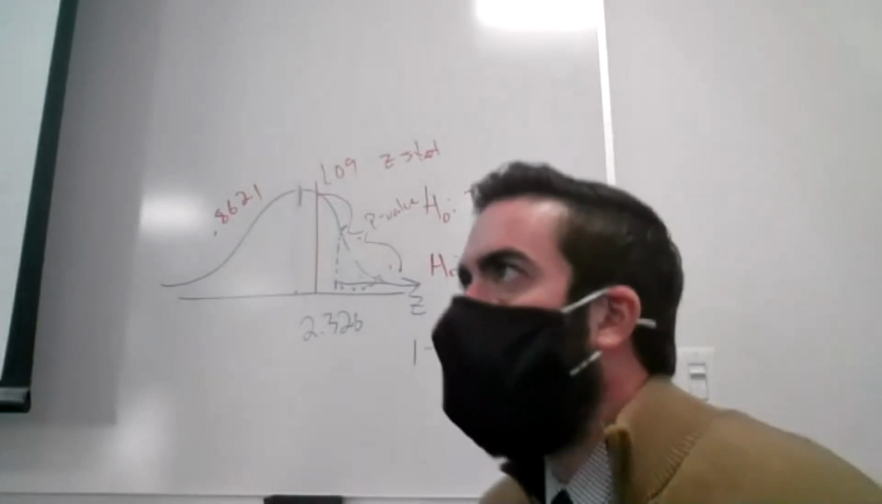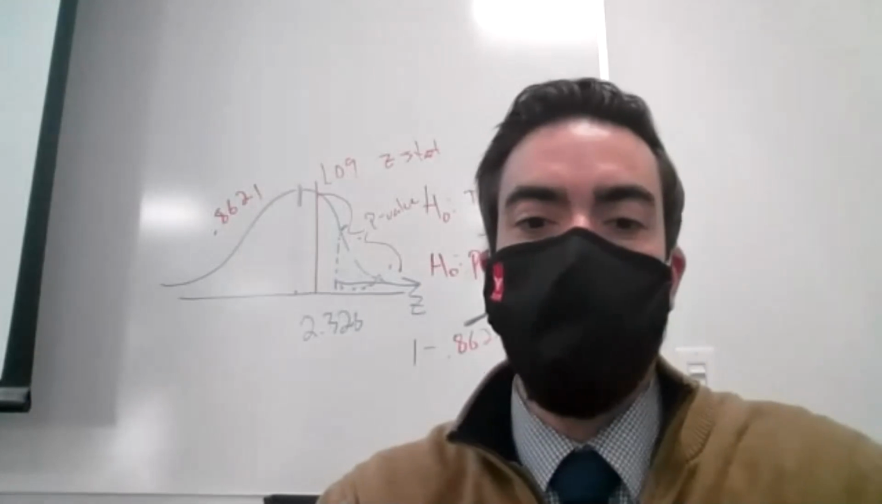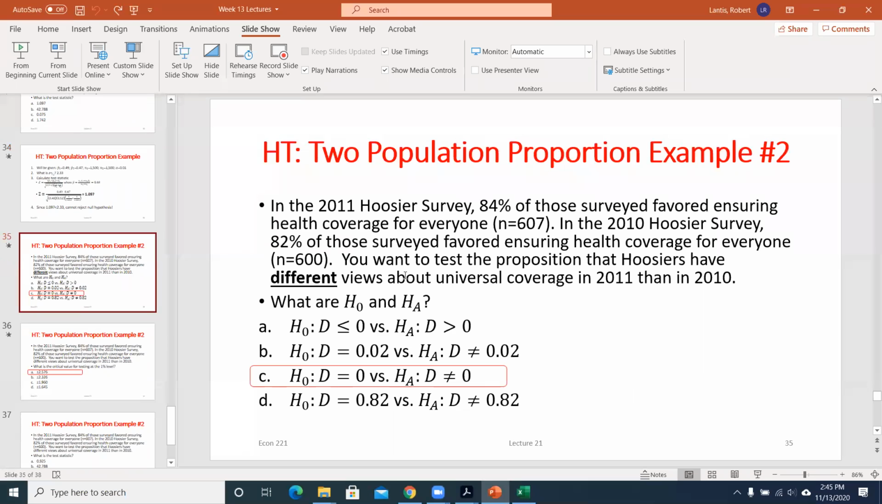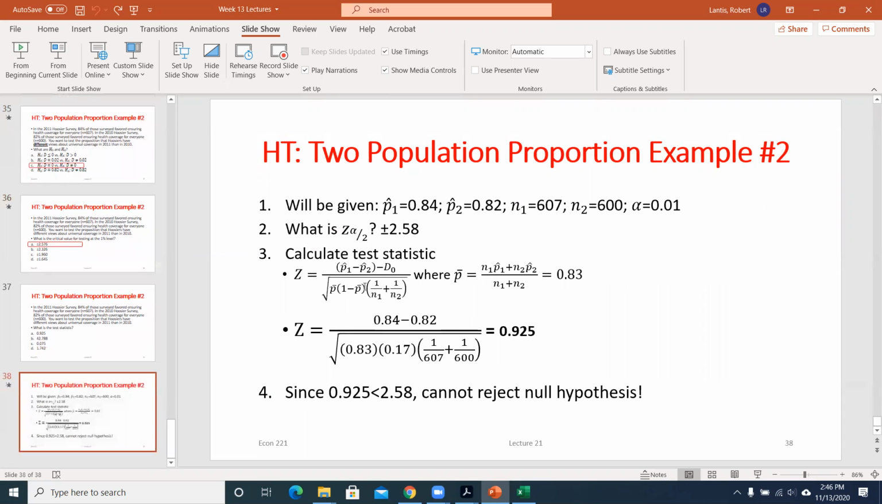Okay. I think we'll actually stop there for today. I want to go through this second example, start class Monday with it, and then we'll do some difference in proportion examples in Excel, and then we'll move on to examples where we don't know the sample variance. So you should have enough knowledge to get about 2/3 of that Connect assignment done.